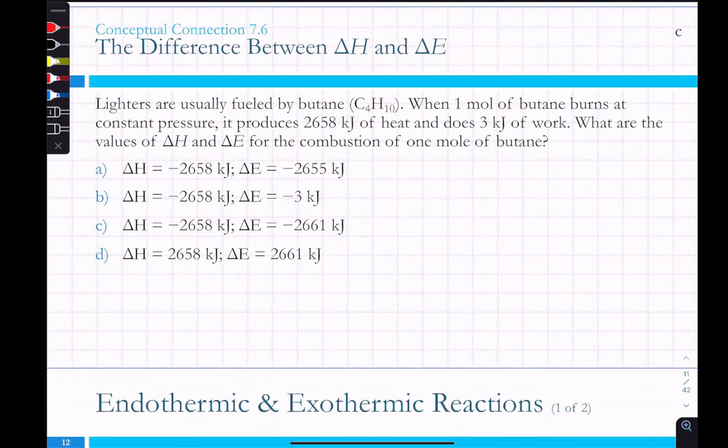So lighters, usually fueled by butane, when 1 mole of butane burns at constant pressure, produces 2,658 kilojoules of heat and does 3 kilojoules of work. What would the values for delta H and delta E for the combustion of 1 mole of butane be?